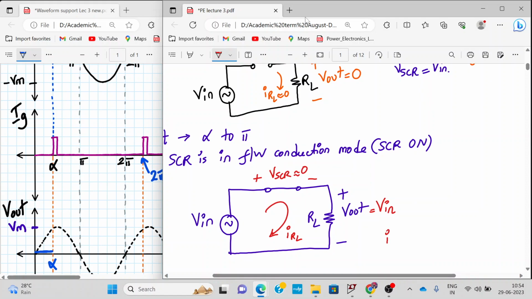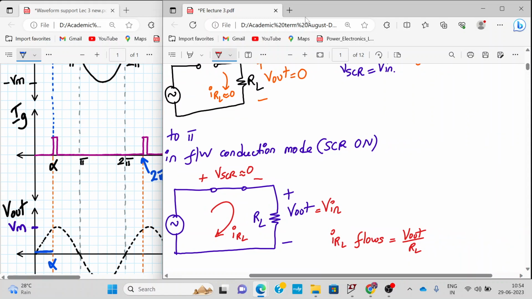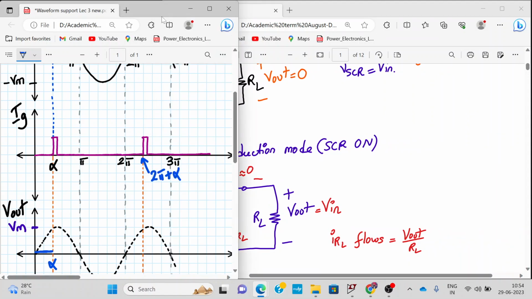Alright. And here we can say IRL flows. This IRL will be equal to V out upon RL. So it will be of the same nature as V out and the same nature as V in, but divided by the RL value. So that's what happens. These are the sequence of events. So let's do it further in the graph.